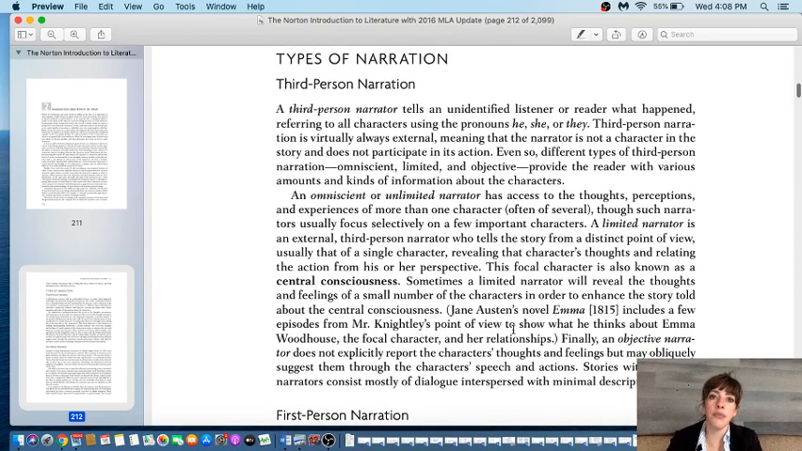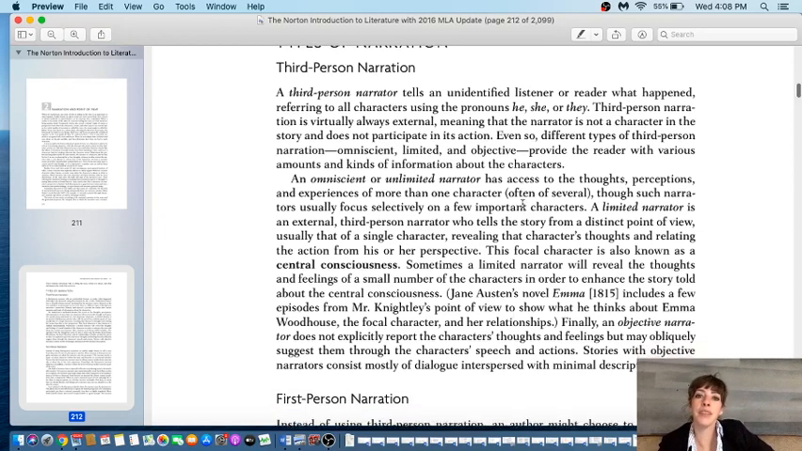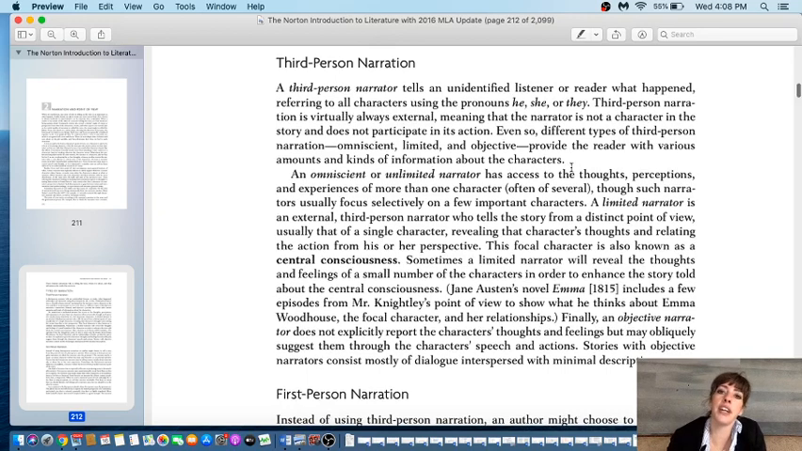Let's take a look first at third person. Third person narration is probably mostly what you see traditionally in stories and in fiction and throughout literature. And there's many different kinds of the third person narrator. So let's just look at this little paragraph. A third person narrator tells an unidentified listener or reader what happened, referring to all the characters using the pronouns he, she, they. Third person narration is virtually always external, meaning the narrator is not a character in the story and does not participate in its action.